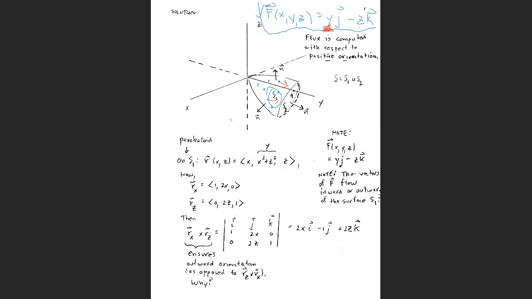So let's think about this again. Flux measures, so we haven't computed the flux yet, but I just want you to think about this in practical, simple terms. The flux rate is the rate of flow of the vector field through the surface, and in this case, we're talking about the paraboloid. It's the rate of flow with respect to outward orientation.